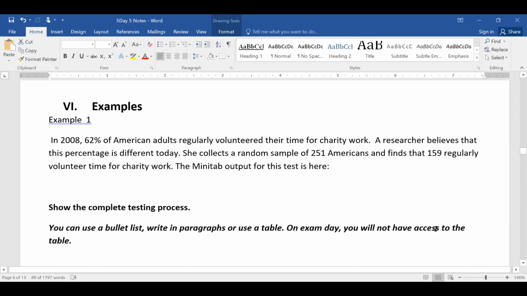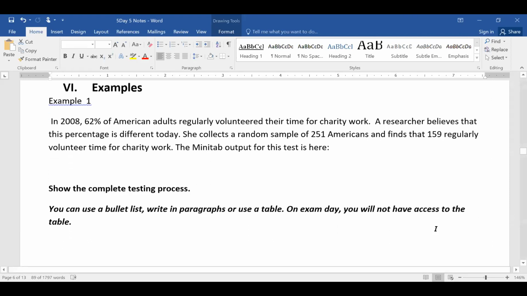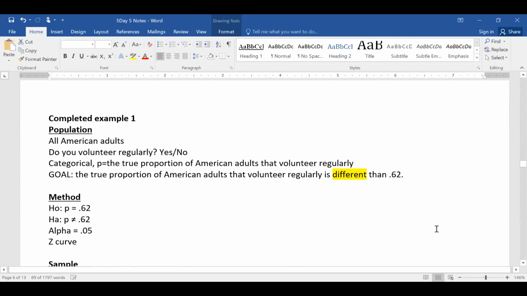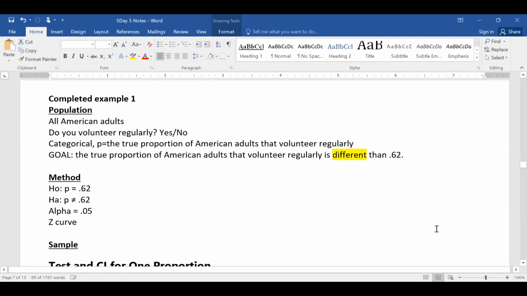When I write and show the complete testing process, remember, anytime you do a hypothesis test, it's the complete testing process, meaning it is all 5 steps. In the typed notes, you'll see bullet points of the testing process when you scroll through, but it's basically everything we just did so far. The page right after the example has a completed example, and I'll keep referring back to it.